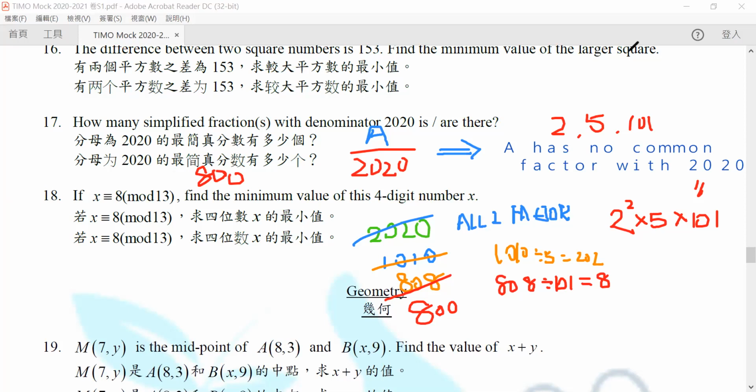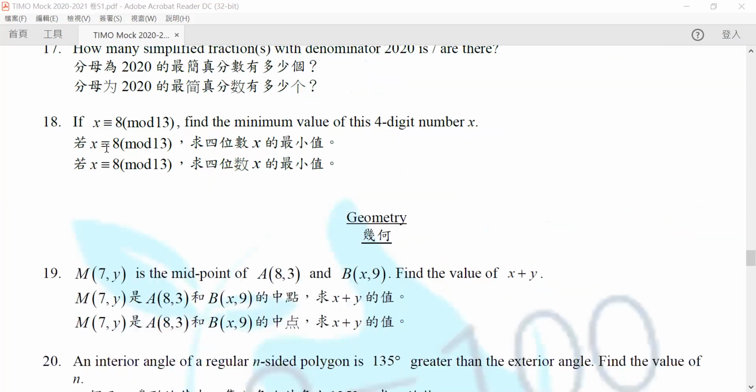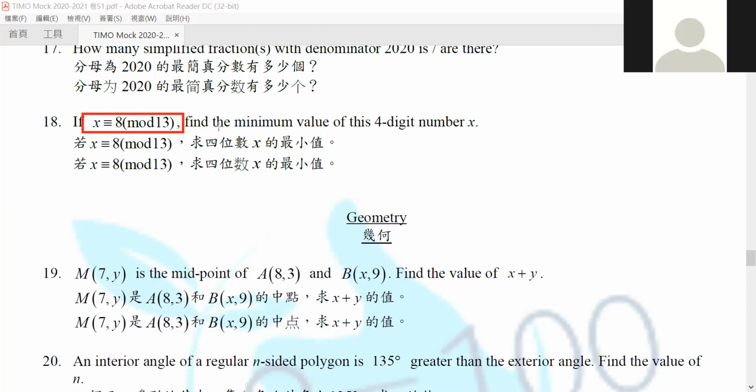Now let's go to question 8. Now this is a very fancy way to say a very simple result. It simply means that, let's write it down, when x is divided by 13, it has the remainder of 8. It's just as simple. When x is divided by 13, it has a remainder of 8.